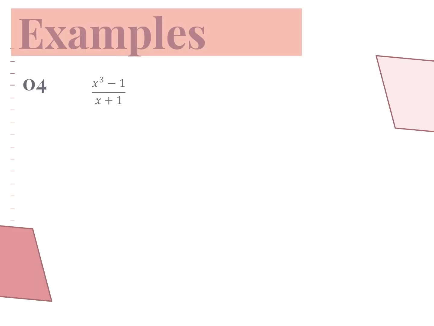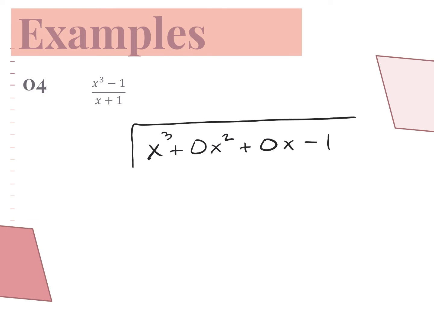Okay, the next one, x to the third minus 1. Notice here it jumps from an x to the third power to a constant. So remember, if you're missing any terms, we're going to fill them in with zeros. So x to the third, there's no x squared term, so I'm going to put a plus 0x squared plus 0x and then minus 1. The divisor is fine. It goes from an x to a constant.